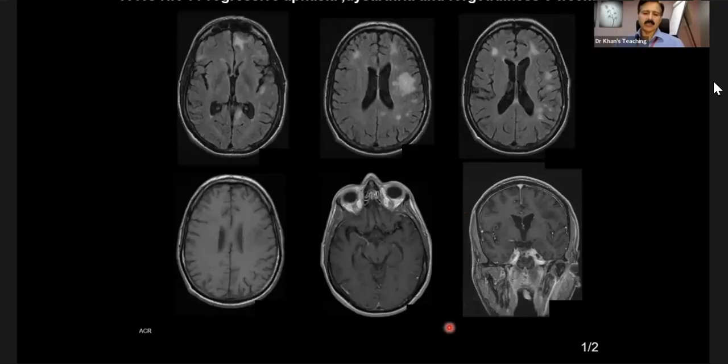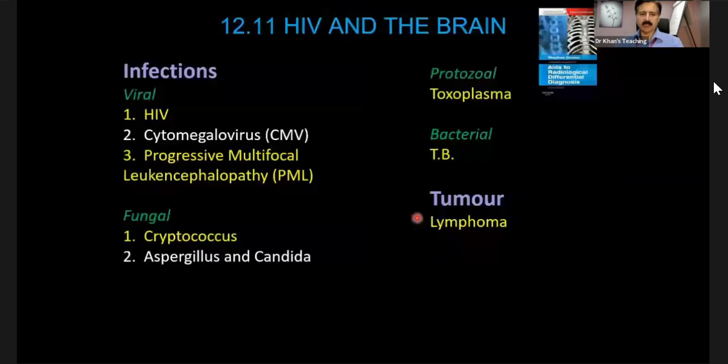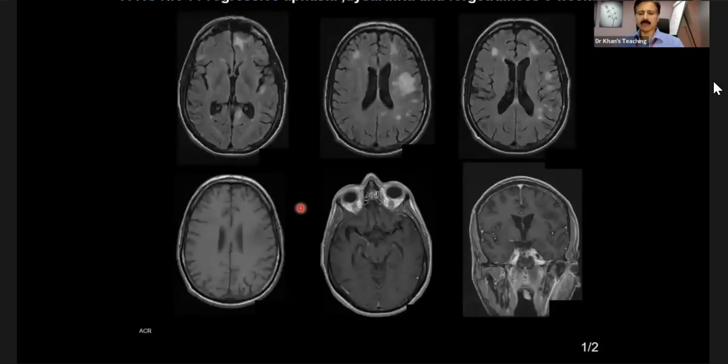Excellent. So let's go back to the basics of PML. So just a recap, please remember PML. This is PML, progressive multifocal leukoencephalopathy. What is PML? PML is an infection, and this is a JC virus. Please remember that in 80% of normal brains, this virus lives there. But in an immunocompromised patient, it takes over. It attacks the oligodendrocytes and causes demyelination.